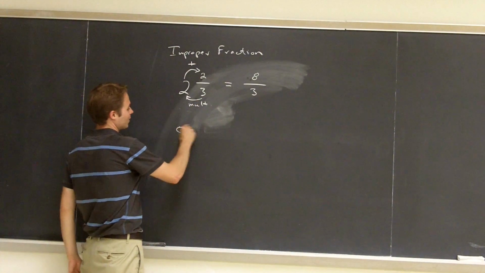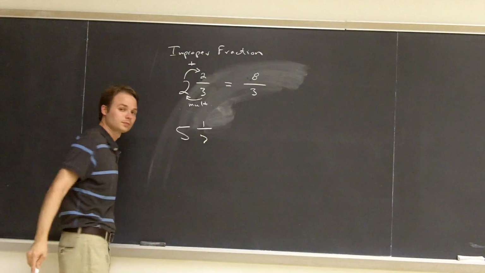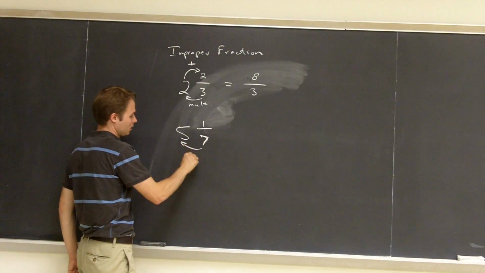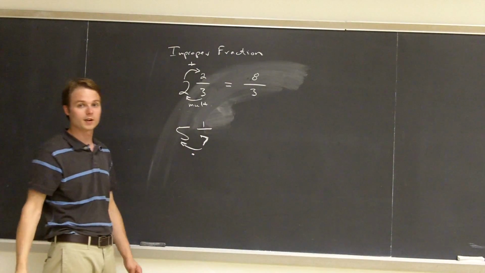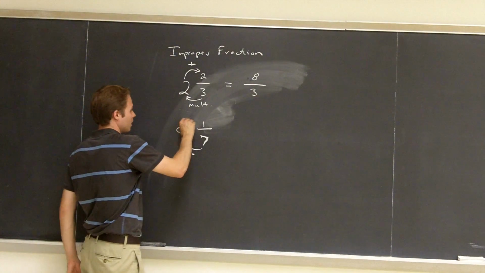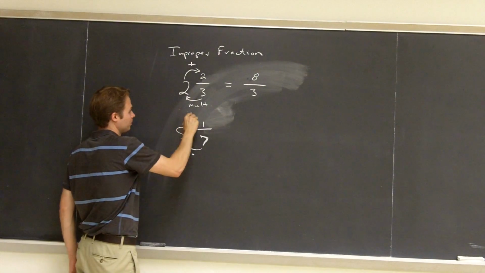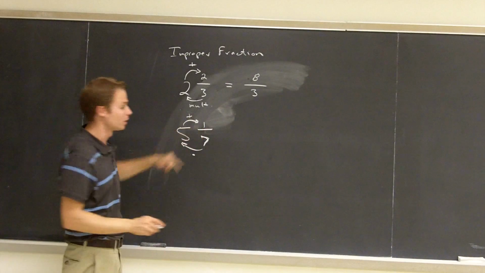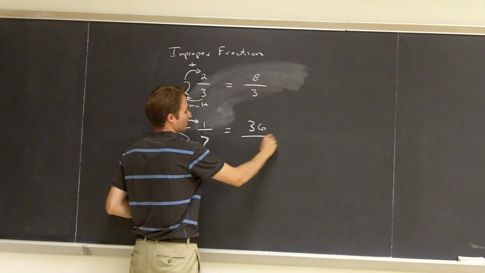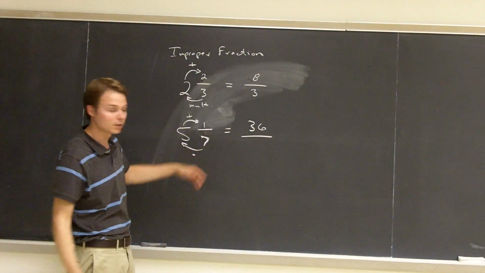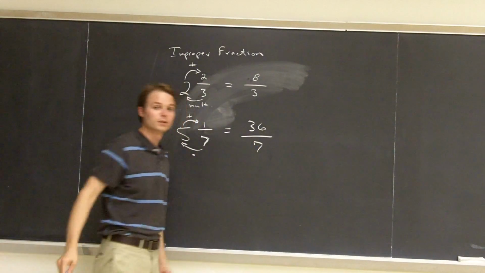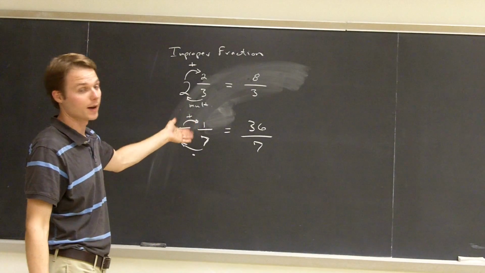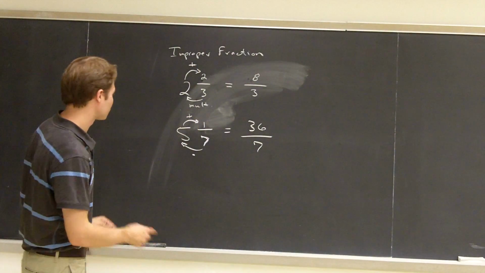Another example would be something like 5 and 1/7. Again, we'll take the 7, multiply it times 5, and get 35. Then 35 plus 1 is 36. And then again, the 7 doesn't change. It is still the denominator of our new improper fraction. So we have 36 sevenths.